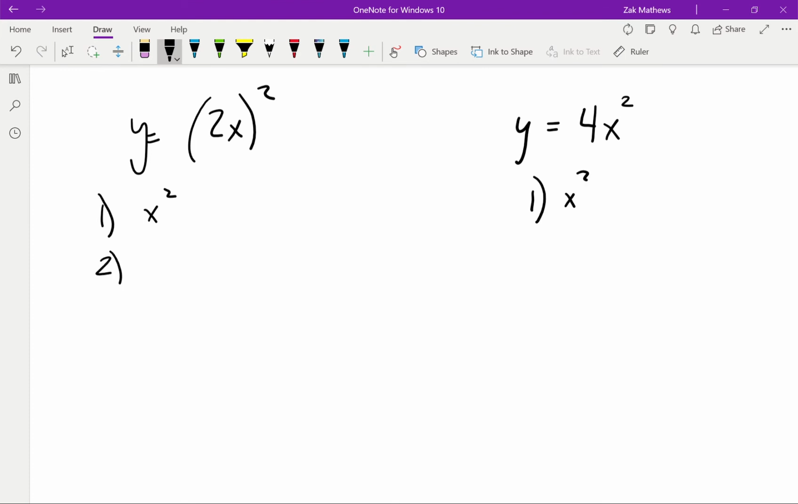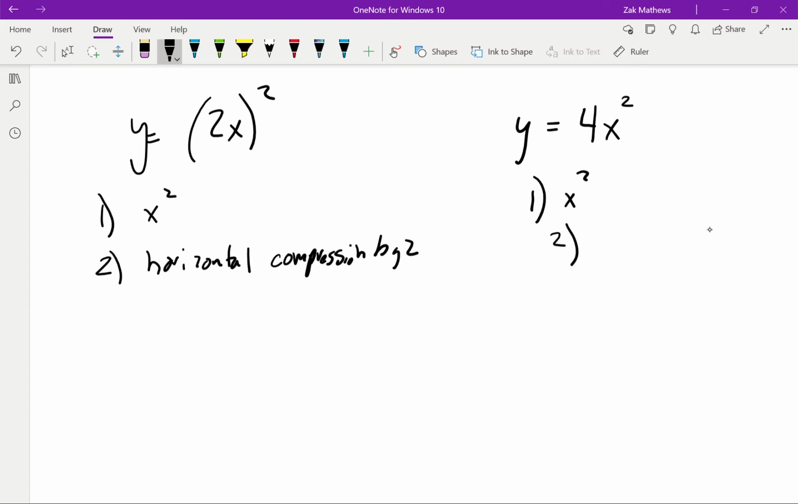In this first example here, the (2x) squared, that 2 is inside the parent function, so it is definitely a horizontal something or other. And because it is multiplication, it's going to be a horizontal stretch compression. We need to choose the correct one. 2x, we would expect the 2 to make it larger, but remember x's are always backwards, so it's actually going to be a horizontal compression by 2.